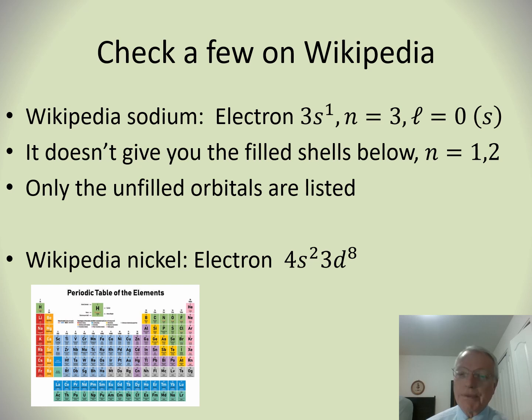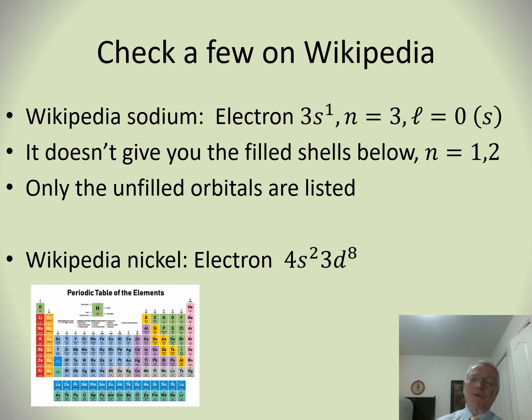You can go to Wikipedia, and I recommend that you do this. Get a periodic table up on your screen, or maybe you've got one printed. Pick an element at random. Don't go clear up in rows 5, 6, and 7. Keep it simple, down in 1, 2, 3, and 4. Pick an element and look at it in Wikipedia. Over on the right side of Wikipedia, there'll be something called electron configuration. And so if you look up sodium and look for electron, it says 3s1.